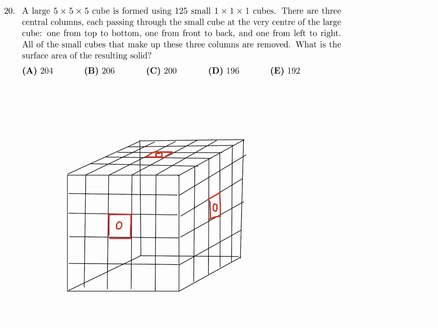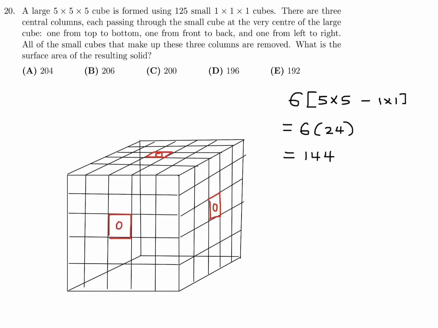All right, so the faces, that's pretty straightforward. That's going to be easy. There's 6 faces, and each face will have a surface area of 5 times 5, with this subtracted, which is just a 1 by 1. So that's the easy part. So that's 6 times 25 minus 1, so 6 times 24. And that is 144.